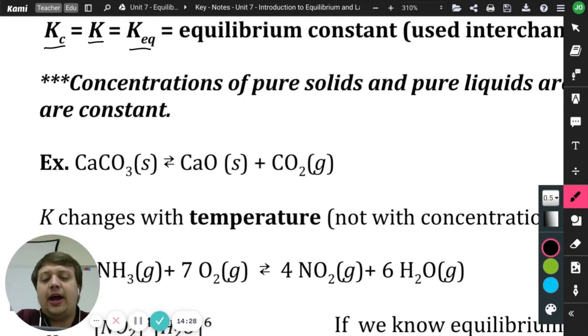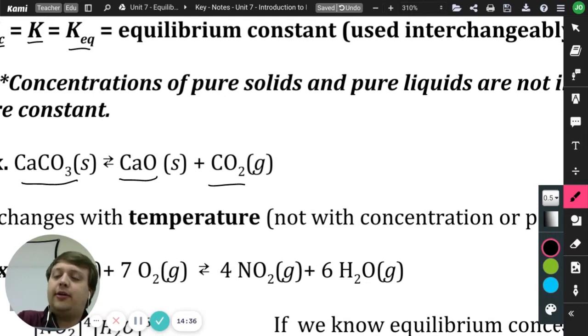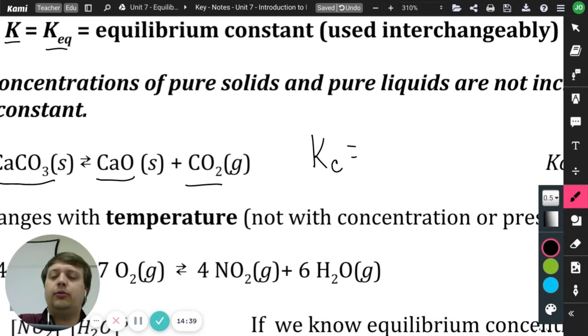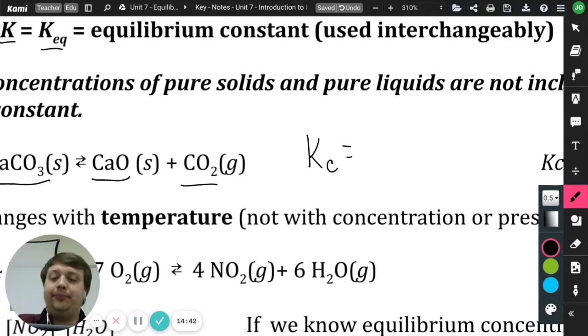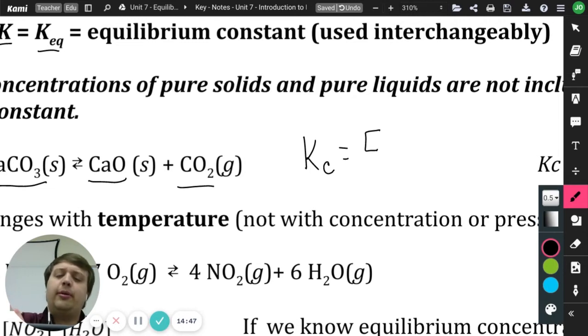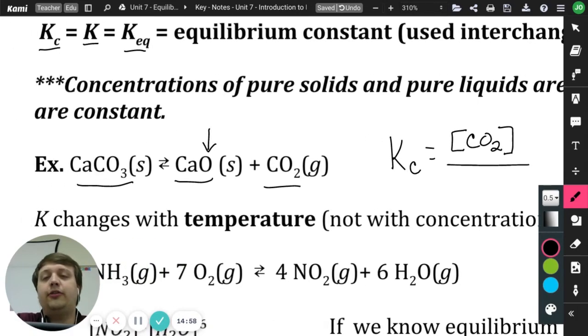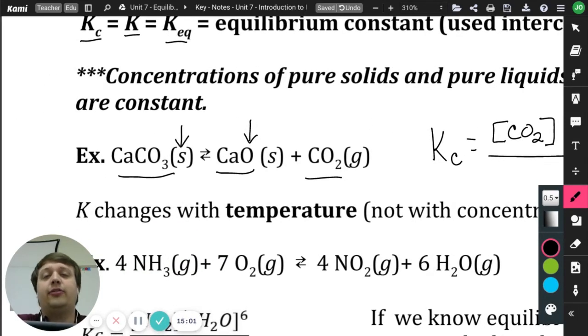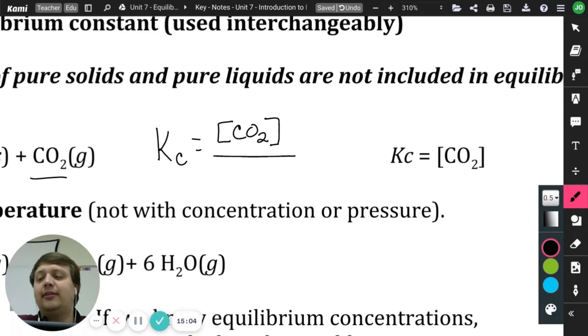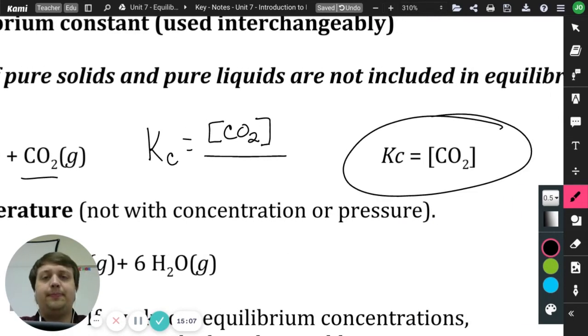Here's an example. It says I've got CaCO3, and that produces CaO and CO2. So I need to solve for my equilibrium constant. Kc equals, well, it's products over reactants, right? So I would do the concentration of my products. But CaO is a solid, so we don't worry about it. We can ignore CaO, and then I've got CO2 divided by the concentration of my reactants. Again, that's a solid. So my Kc in this case is just going to equal CO2.